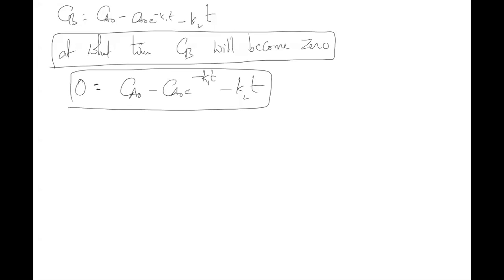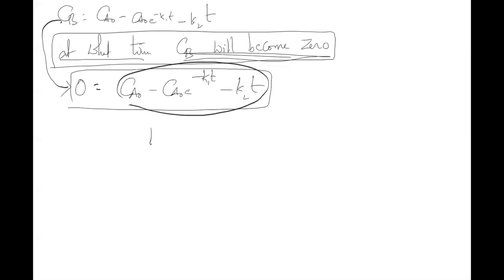So here CB equal to CA naught minus CA naught into e power minus k1t minus k2t. Now the question is at what time CB will become 0? If you put CB equal to 0 and solve this equation, you will get a finite value. Basically t is not infinite.